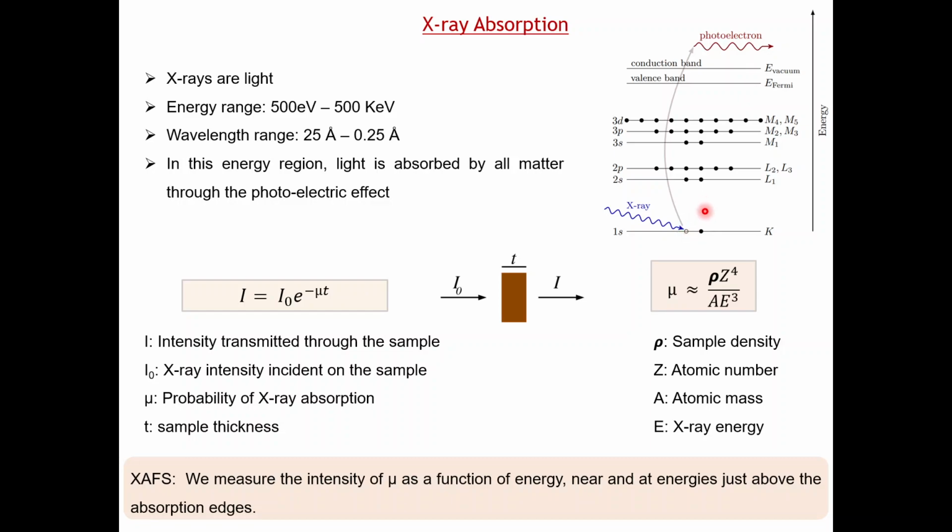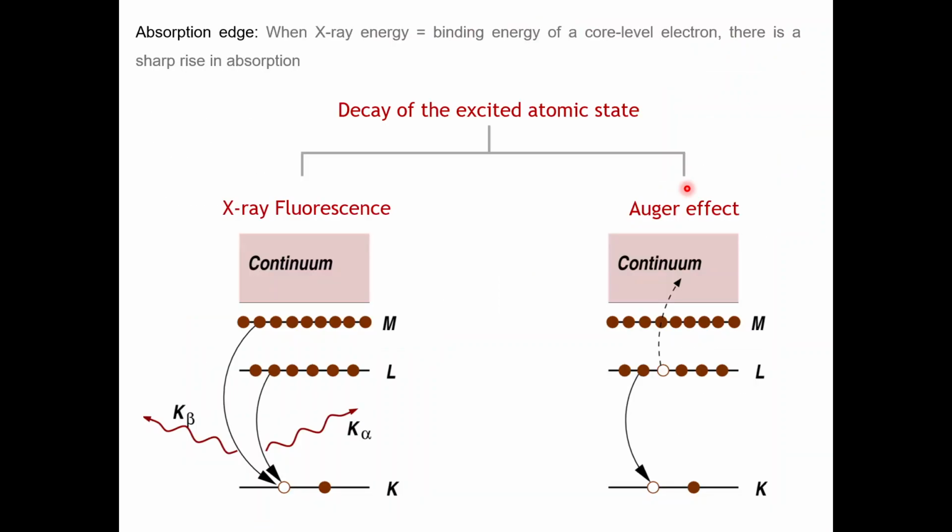Now, in the photoelectric effect, when an electron goes out from the core level, there is a hole. To stabilize the system, two phenomena can happen. One electron from a higher level can come to fill up this hole, and when it comes from a higher to a lower energy level, it will emit radiation. If it comes from the L shell, it is named K alpha, or if it comes from M, it is named K beta. This is also named X-ray fluorescence.